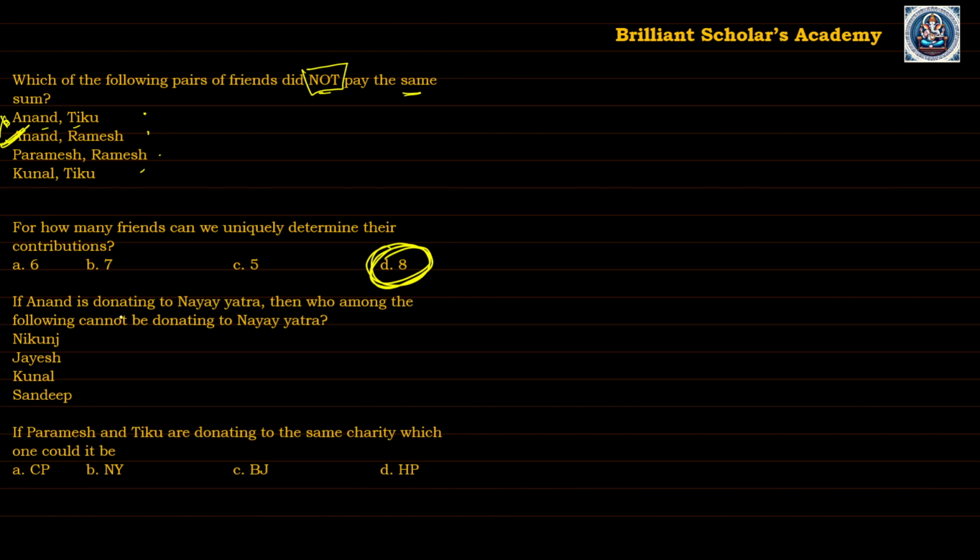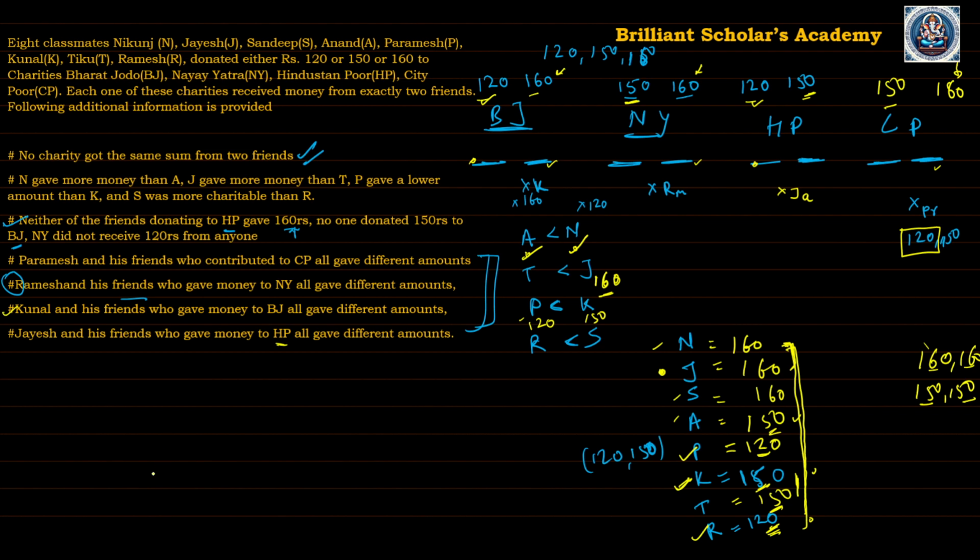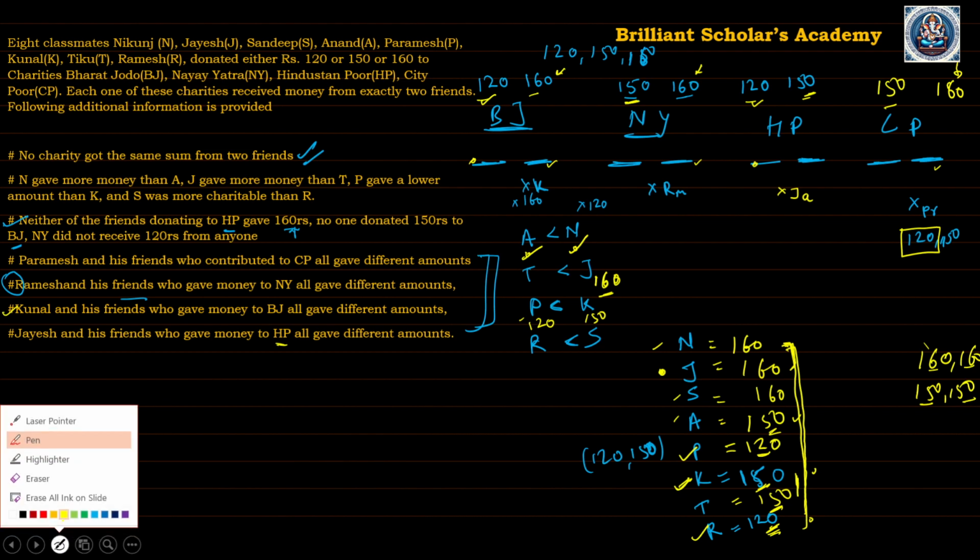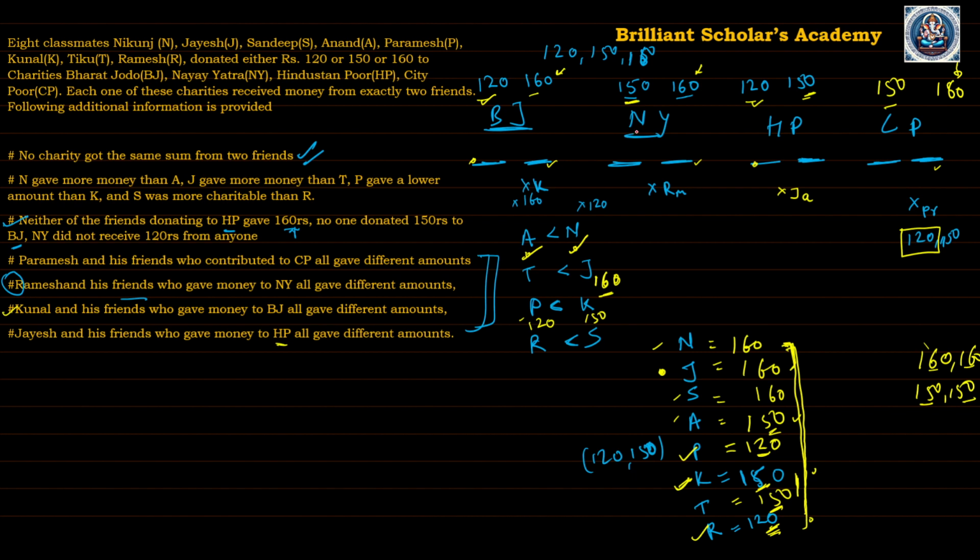If Anand is donating to Nyaya Yatra, who among the following cannot donate to Nyaya Yatra? Now there's a condition with if, so I will go back. In exam, you have to work smart here. Anand is giving money to Nyaya Yatra. Anand is giving money here. Where is Anand? Anand pays 150. So if Anand is here, who cannot be here? See, anybody who pays 160. So Nikunj, Jayesh, and S is our friend Sandeep. These three could be the partners of Anand.